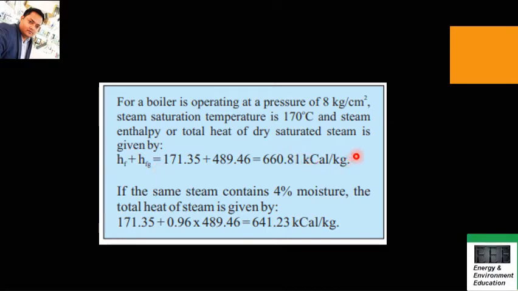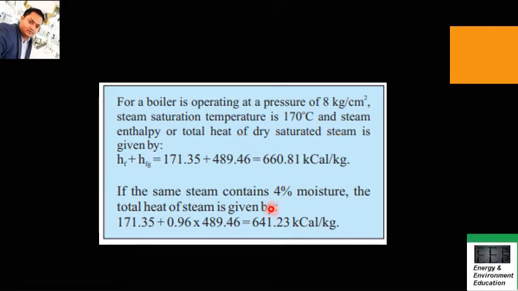So if the total heat is required for the dry saturated steam, friends, you have to add the sensible heat as well as the latent heat. So if the sensible heat is 171.35 and the latent heat is 489.46, these two are added and you get the value 660.81 kilocalorie per kg as the total heat of dry saturated steam, friends.